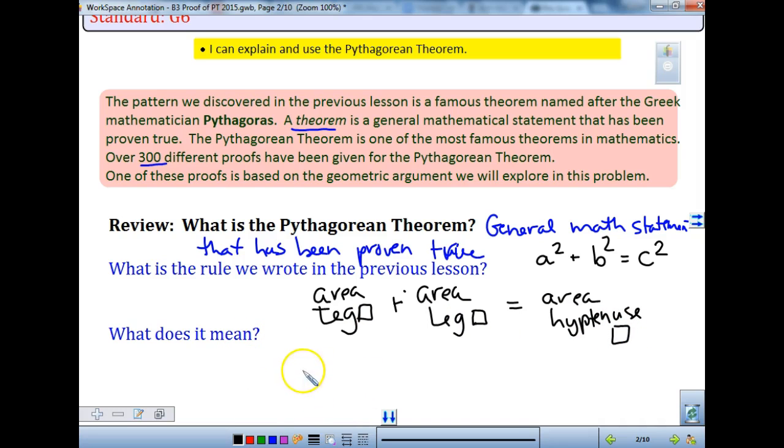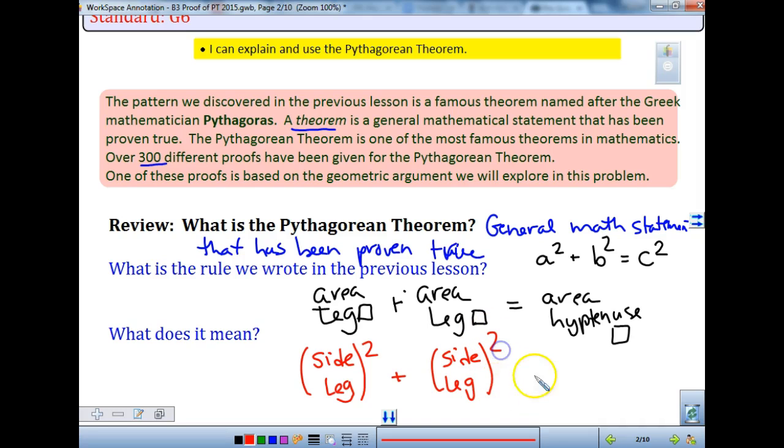What does it mean? It means that if we know the side length of leg A, we can square it, plus the side of leg B squared, is going to be equal to the hypotenuse side squared. Make sure you have this in your notes. If you need to pause it to make sure everyone has it written down, please do so.